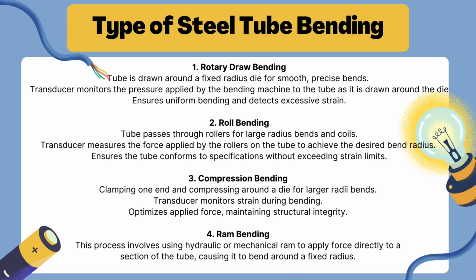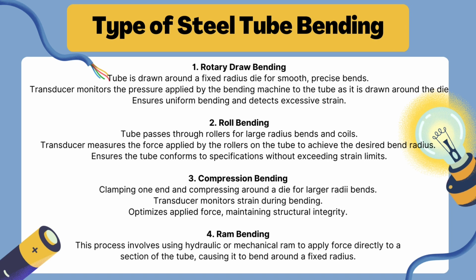Okay, and the next is rotary draw bending. The tube is drawn around a fixed radius die for smooth and precise bends. The transducer monitors the pressure applied by the bending machine to the tube as it is drawn around the die, and ensures uniform bending and detects excessive strain.